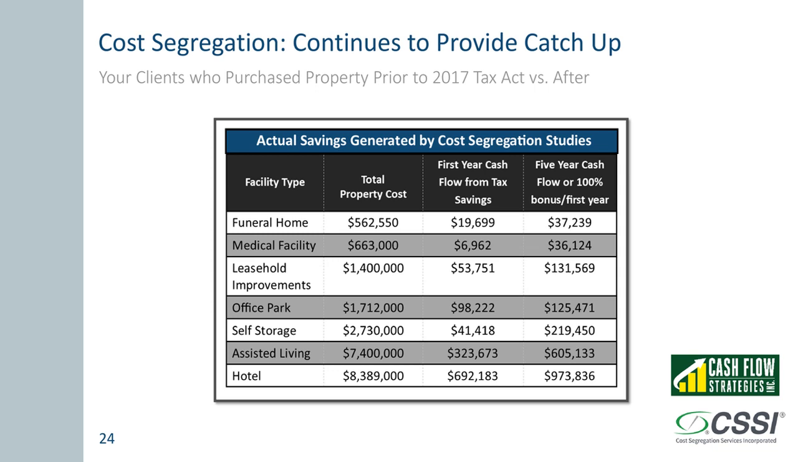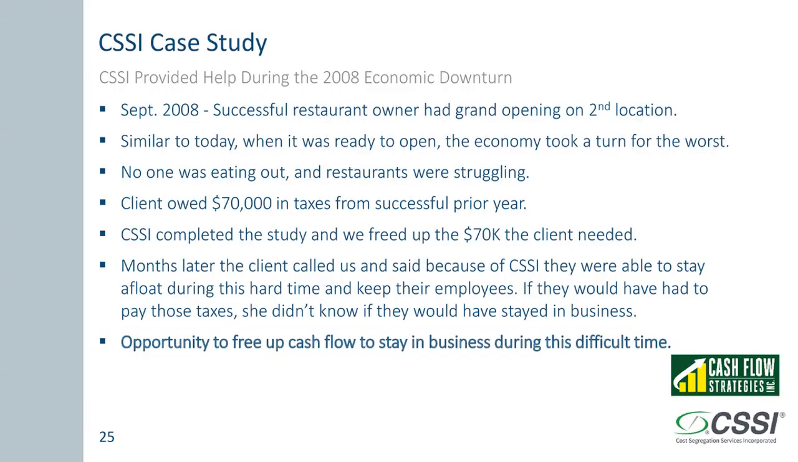For clients who purchased property prior to the 2017 Tax Cuts and Jobs Act versus after, here's the difference. Here's a funeral home. Total property cost, a little over $500,000. First year tax flow from accelerated depreciation is almost $20,000, with bonus depreciation over $37,000. And you can see all the rest. A hotel obviously costs more, it's the bigger benefit, but instead of $692,000 in deductions the first year, they got $973,836 in deductions the very first year. So it's a good thing.